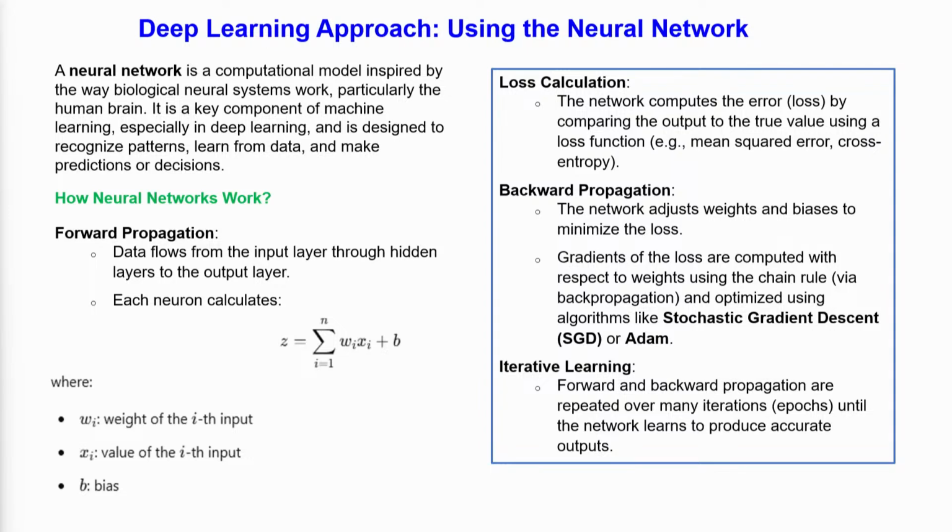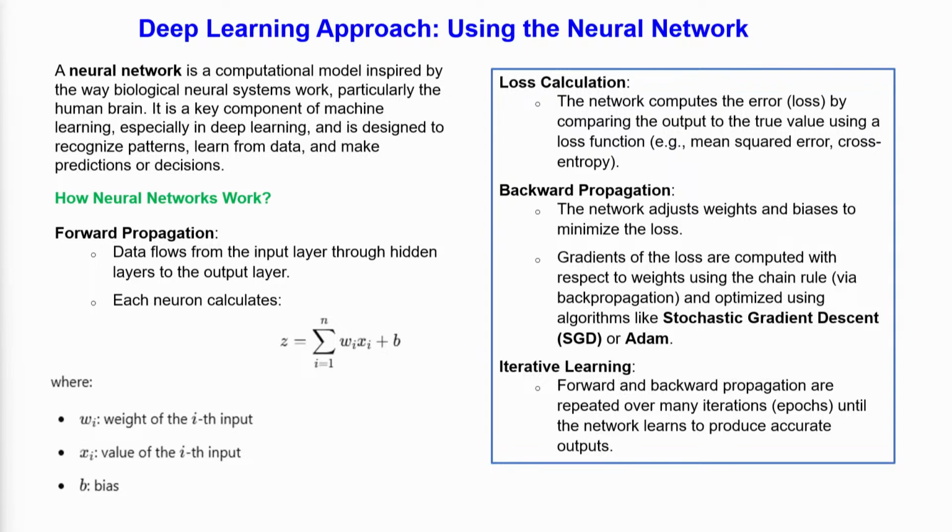So, each neuron, I will come to a schematic subsequently, what does it do? It calculates the value of output as a summation of a weighted value of the input, so summation of Wi xi plus a constant, or it is not a constant really, plus a parameter which we call a bias.